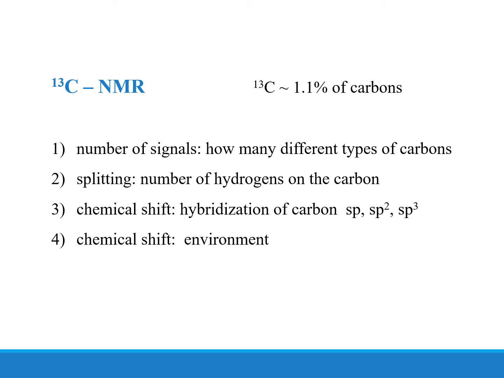Along with proton NMR, carbon NMR is also very common. In fact, both of them are necessary. Most of the time we use both carbon and proton NMR to clearly identify the hydrocarbon skeleton. Like proton NMR, the signals for carbon NMR tell you how many different types of carbons there are, and the splitting, unlike proton NMR, is not for carbon, but for hydrogen.